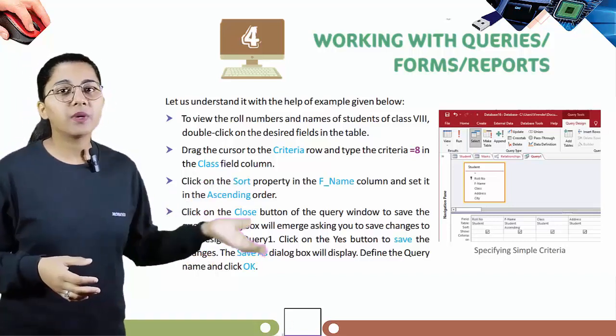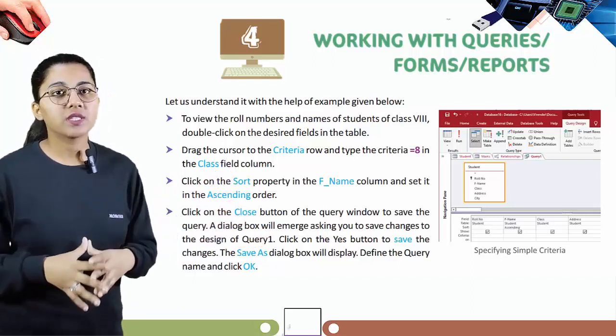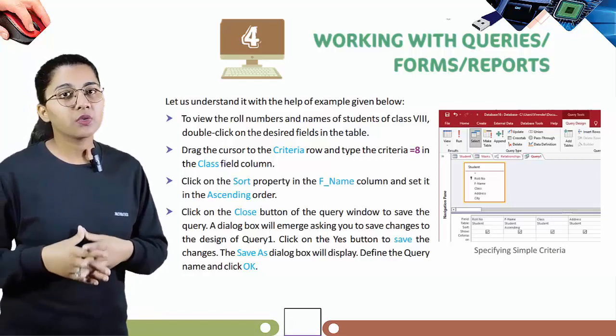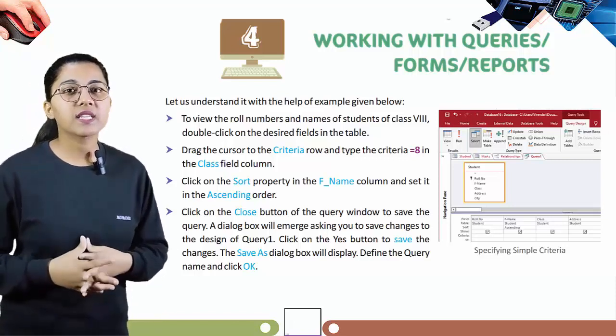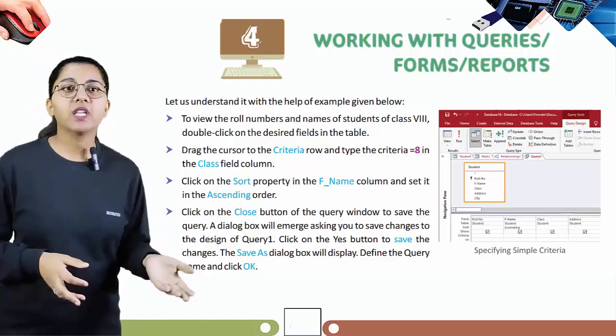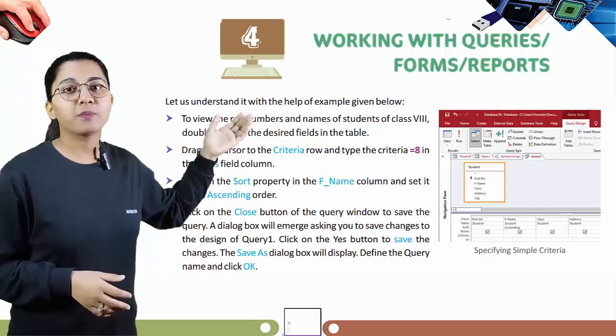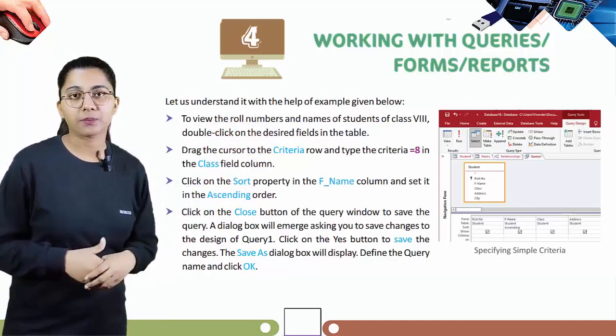A dialog box will appear asking you to save changes to the design of query 1. Click on the yes button to save the changes. The save as dialog box will display. Define the query name and click OK. And here you can see the interface of specifying simple criteria.